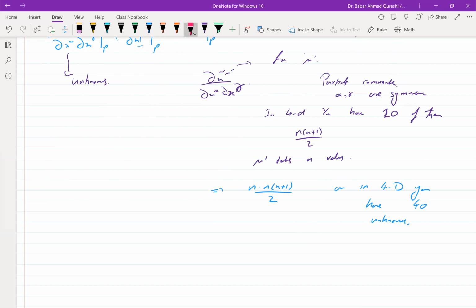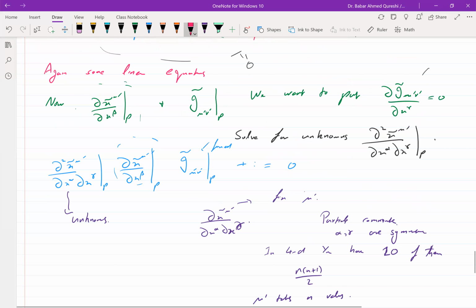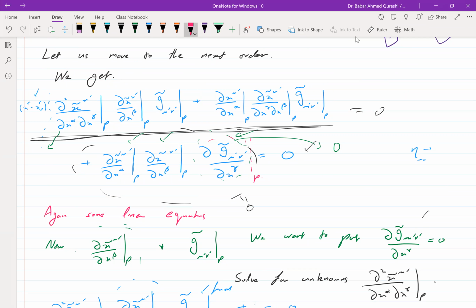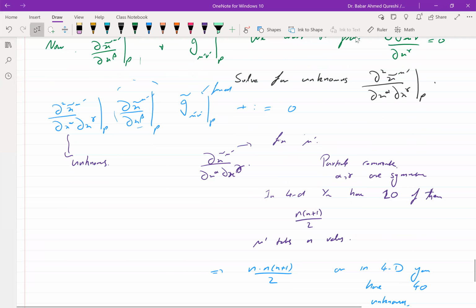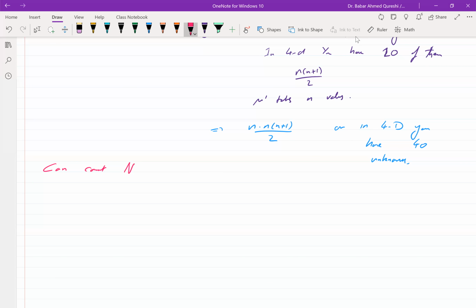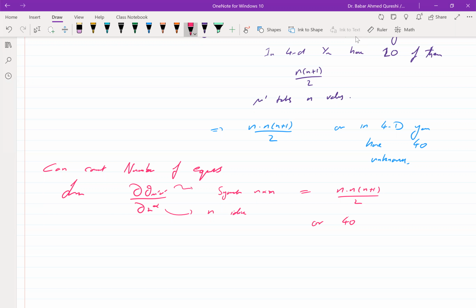And how many equations do you have? That you can count again, I can see it in many ways. For example, I can just look at this, because this is what I'm trying to put equal to 0. So for each value of mu dash and gamma, I have one equation. So I can count the number of equations from these. But again, I have the same structure. This is a symmetric n by n, and then I have these n indices here. So the number of equations is again n into n, or 40 in 4D.